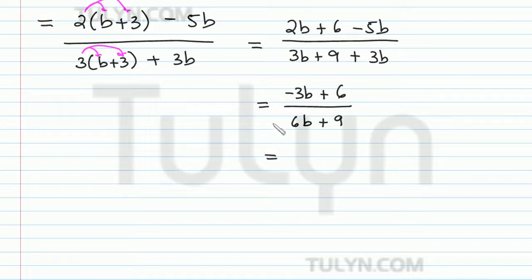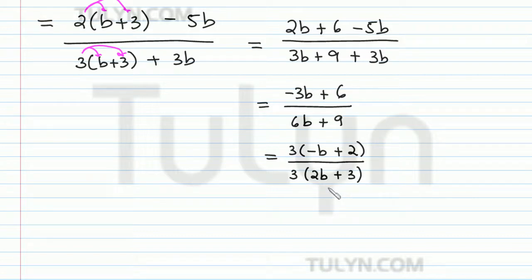So notice that we can factor out a 3 from the numerator. If you factor out a 3, what's left over is minus b plus 2. And you can always check by distributing the 3 back in and making sure that you get negative 3b plus 6. And then in the denominator, you can factor out a 3 again. And what are you left with? You're left with 2b plus 3, right? Because if you distributed that back in, you're going to get 6b plus 9.